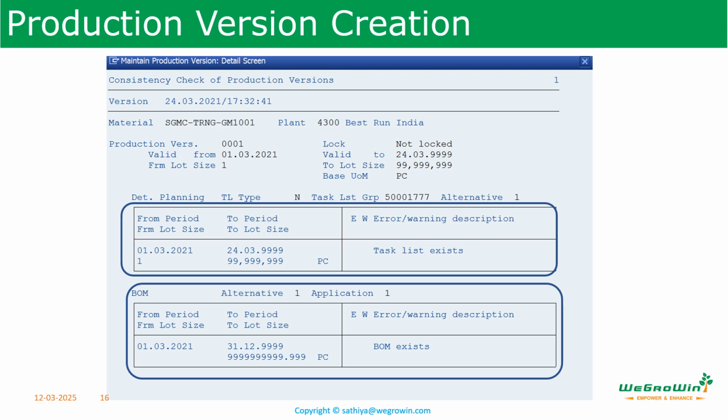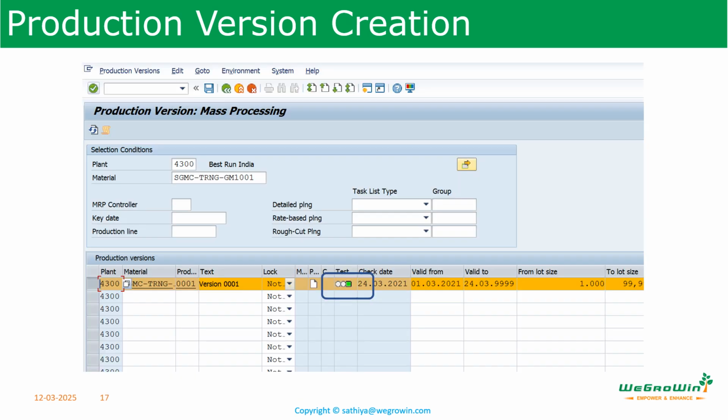Now let us come back and see here, the test is showing green. You see here the test is showing green, which means all the details are captured properly. If there is some problem, it will show yellow as a warning or red as an error. At that time we have to go and check whether the lot size is given properly, the date is given properly, and the BOM date and the routing date are all within this production version validity. So these things should be aligned.